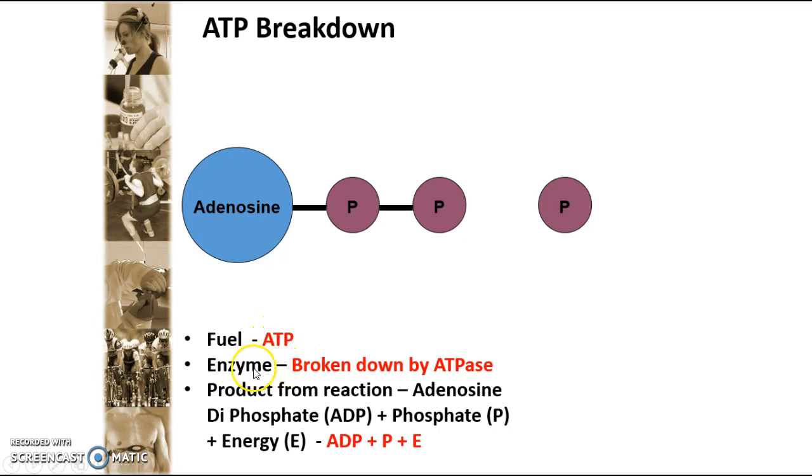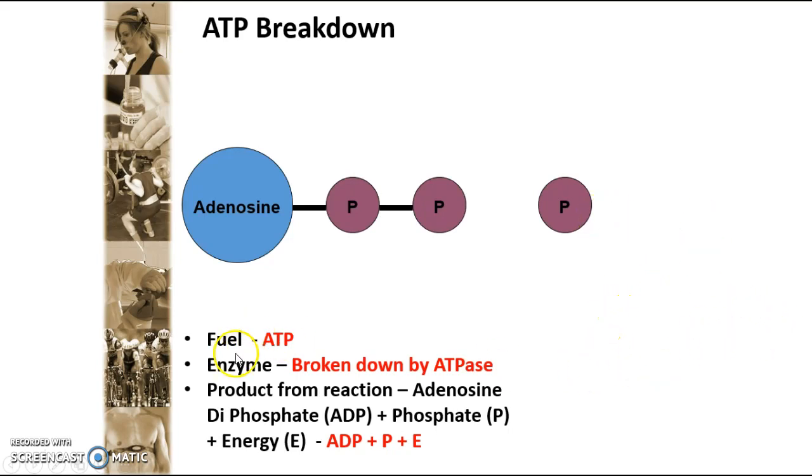Then you have an enzyme called ATPase, and this breaks down ATP. And as a result of the breakdown, what does it leave? What is remaining? Well, it's adenosine diphosphate. So there's 2 phosphates, adenosine diphosphate, plus phosphate, plus energy. And that is the process by which you get that 3 seconds of energy.